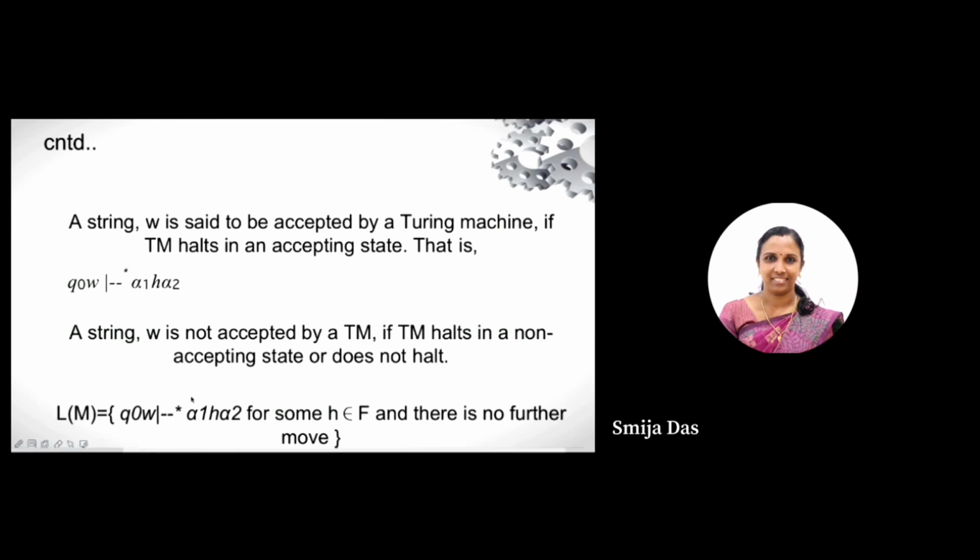So formally we can define the language of a Turing machine. L of M is equal to the set of W such that Q0 W, after a sequence of moves, reaches a final halt state, that is alpha 1, H, alpha 2, for some H element of F, and there is no further move.